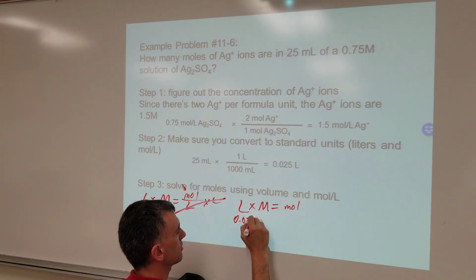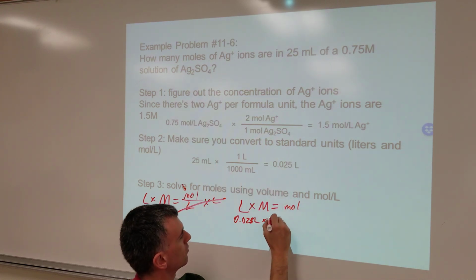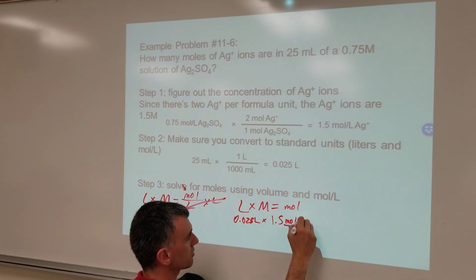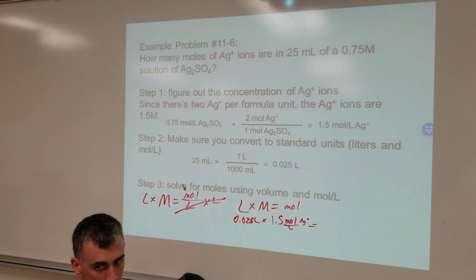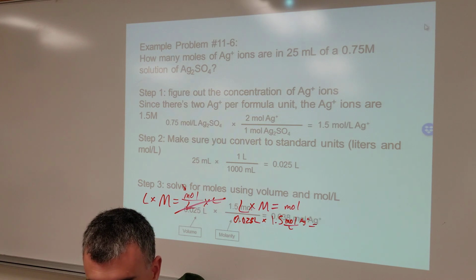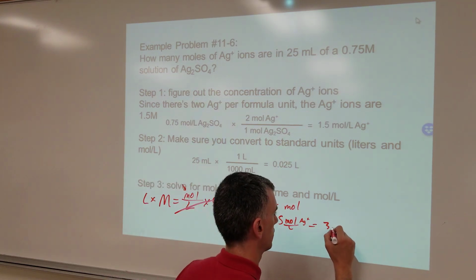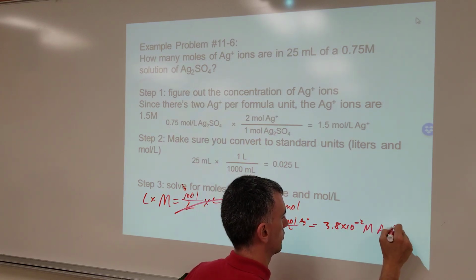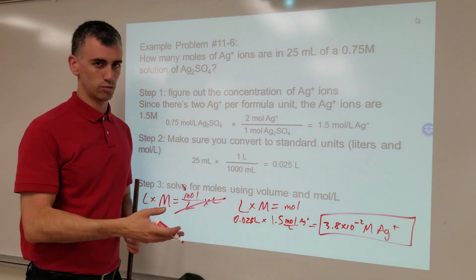0.025 liters, it's a terrible number 5, but you get the idea, times the molarity, 1.5 moles per liter of silver ion, equals what the answer was, which I think, what was it again? It was 3.8 times 10 to the negative second. Okay, this gives the exact same answer as what was animated on the slide.